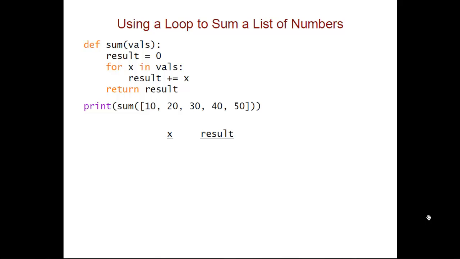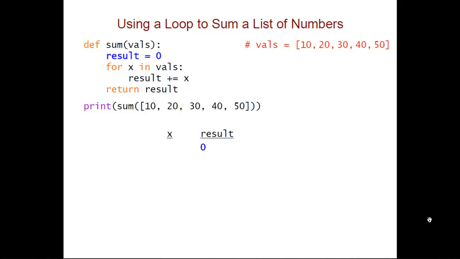Now let's look at how we can use a loop to sum a list of numbers. And we're doing it in the context of a function called sum. We're going to start by defining that function, and then we're going to come down here to the global scope where we have a print statement that calls the function. So we go ahead, we call it, we pass in this list of 5 values, and that gets assigned to the variable vals, and then we start executing the function. The first thing we do is initialize a variable called result to 0. This variable result is going to gradually build up the sum of the list of numbers.